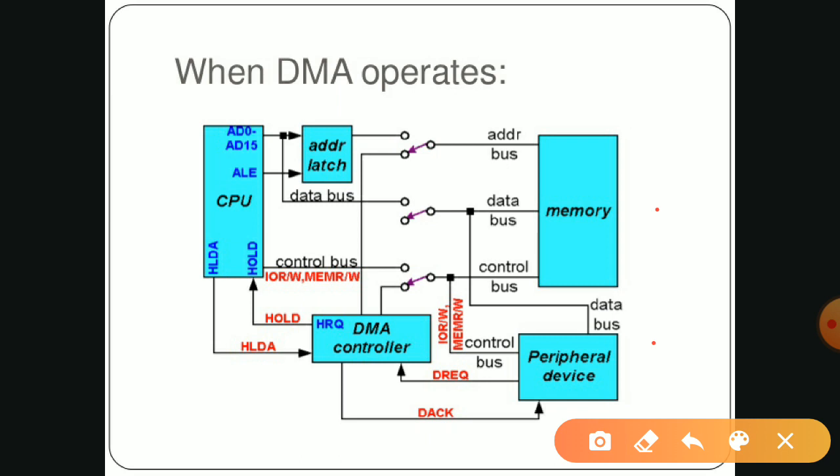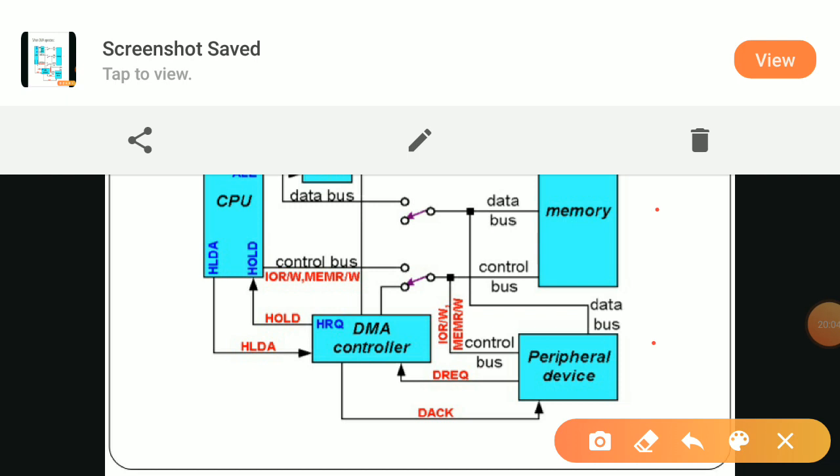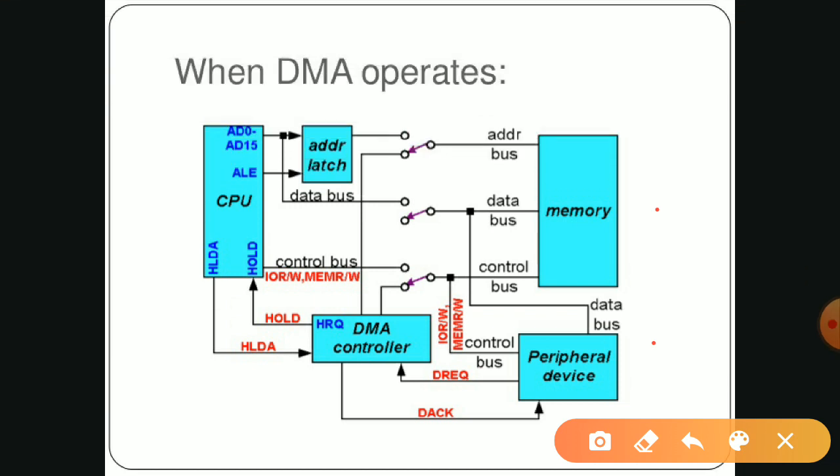Once the DMA controller can get control of the buses, the data transfer is immediately initiated. Whenever any peripheral device wants to use the DMA operation by the DMA controller, it sends a request signal called DMA request. If the DMA controller is ready to provide its DMA operation to the peripheral device, it sends an acknowledge, DACK, DMA acknowledgement.